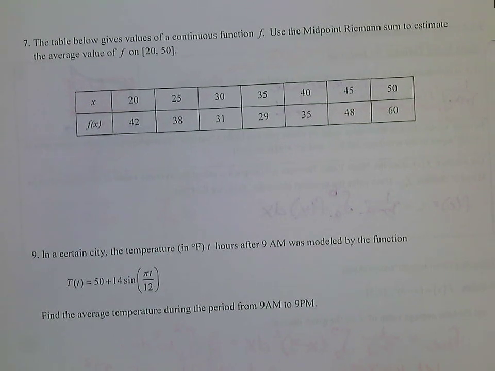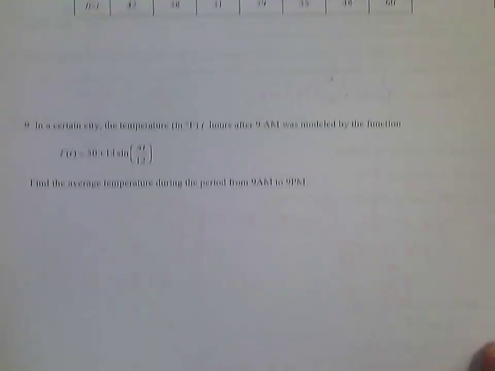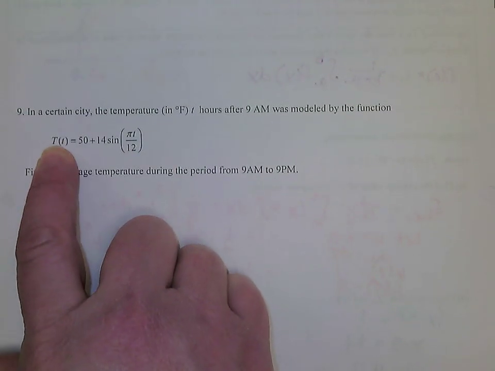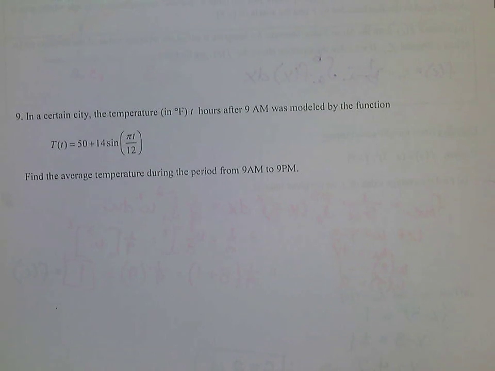We reviewed that yesterday. Then in number 9, they tell you that in a certain city, the temperature in degrees Fahrenheit, t hours after 9 a.m., was modeled by the function T equals 50 plus 14 sine of pi times t divided by 12. Find the average temperature, the average value of capital T from 9 a.m. to 9 p.m. You'll use your calculator, so set up your definite integral and use your calculator to evaluate it.